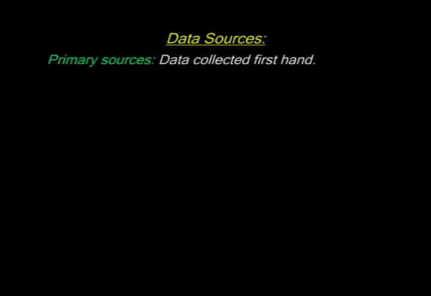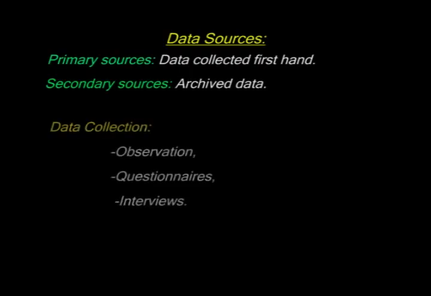Now, where do we get this data from? There are two sources of data. One is the primary source, and primary source is data collected firsthand, that is for the first time. On the other hand, secondary data is data that has been collected by others that one wants to use to make some analysis. It may be stored somewhere, for example, archived. Now, data can be collected through observation, questionnaires, interviews, and so on.